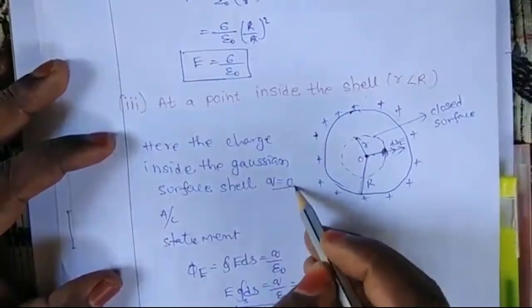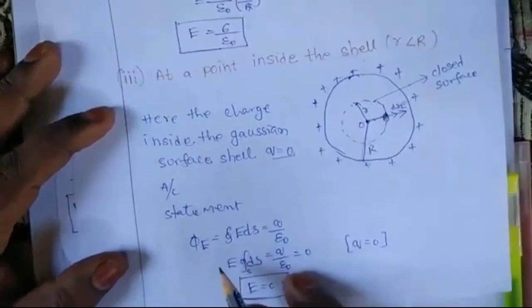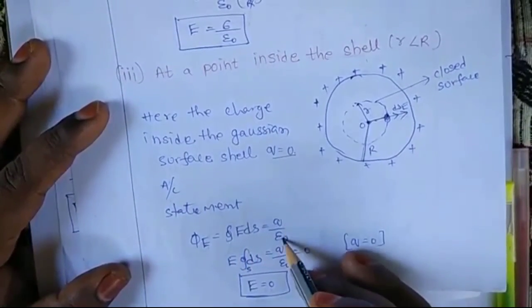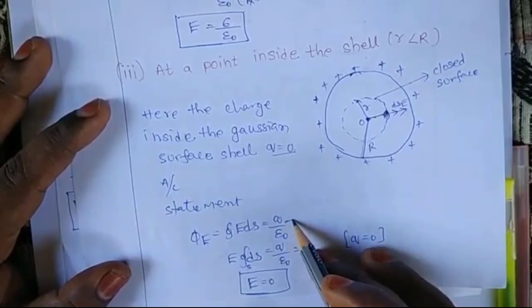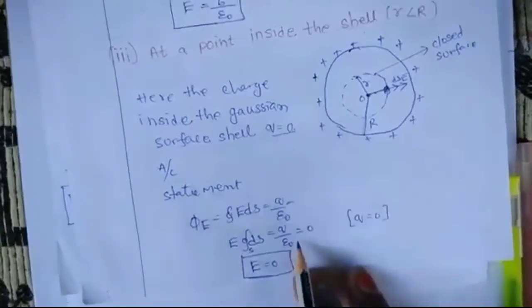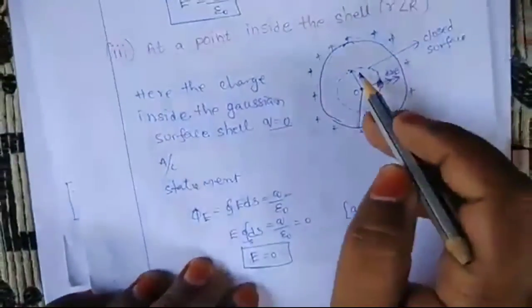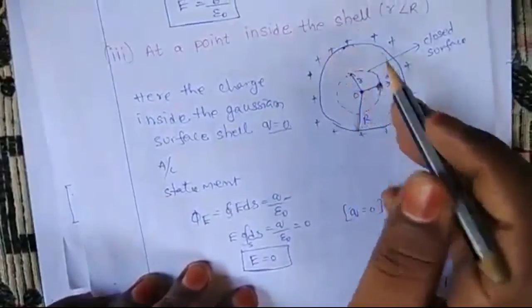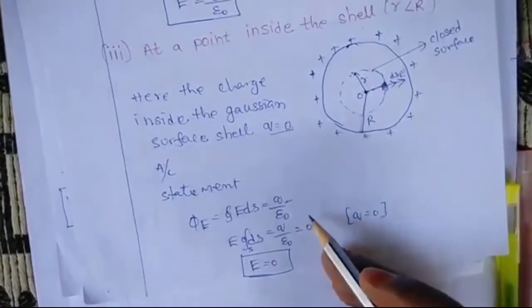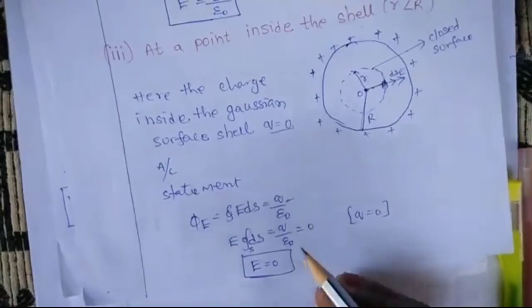Inside the shell the net charge is zero. According to the statement, phi E is equal to the integral of E dot dS is equal to Q by epsilon naught. Here Q is equal to zero. So we get the electric field intensity inside the shell is 0. So up to this, the entire chapter is completed.